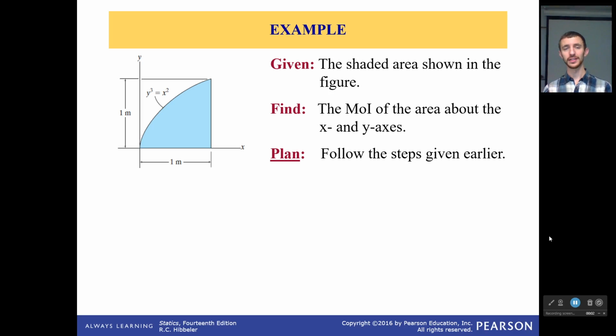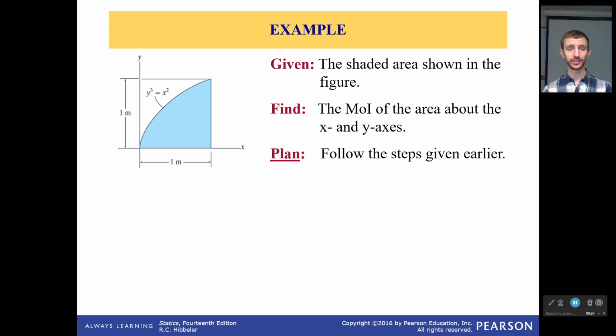Hello everyone, welcome back. This time we're going to try an example of calculating the moment of inertia, around both the x and y axis. We're going to try to follow the steps from earlier. As usual, I'm going to stop here, pause, and give you a few seconds to try to work on it on your own. So 3, 2, 1, and we're back.